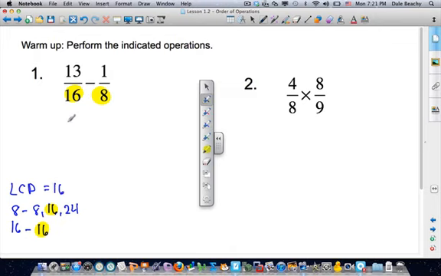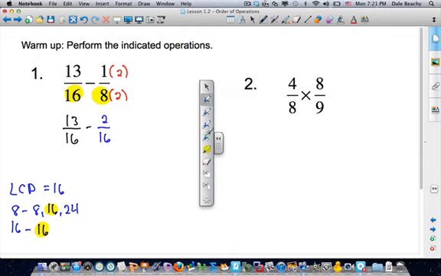Now our first fraction doesn't need to change since its denominator is already a 16th. But our second fraction needs to change from an 8th to a 16th. So I need to ask myself, what do I take times 8 to get 16? Then using the bottom-top rule, I multiply the top of the fraction by the same value. That gives me an equivalent fraction, 2/16.